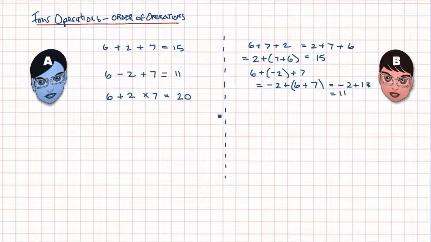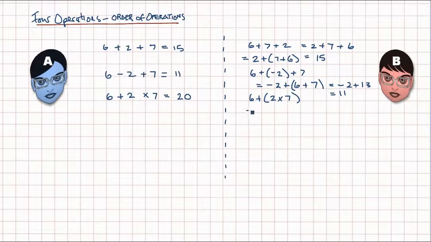Well, the rule is that we have to deal with multiplication first. So what person B needs to realise is that this in fact is 6 plus (2 times 7), because there's a rule that multiplication needs to be dealt with before addition and subtraction. So multiplication and division in fact need to be dealt with before addition and subtraction. And the reason why that's the rule is something we can go into in the second part of this video, but for now we just need to make sure B understands that rule.